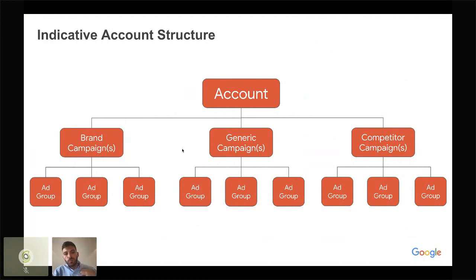In the beginning, I told you that we will have a look at an indicative structure for an account. So this could be an indicative one. It's not a recommended one, but rather an indicative one. So let's say I have one account. I want to advertise my brand, a shoes brand that I'm owning. Then I advertise for shoes, sneakers, this type of keywords in generic campaigns. And then I want to advertise against my competitors. This could be the case. It's not a for sure case, but this could be an indicative example.